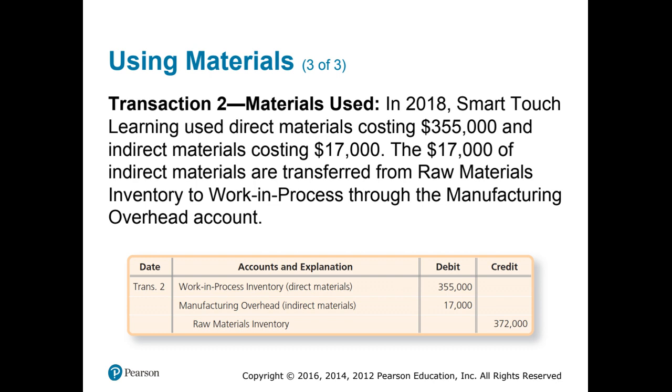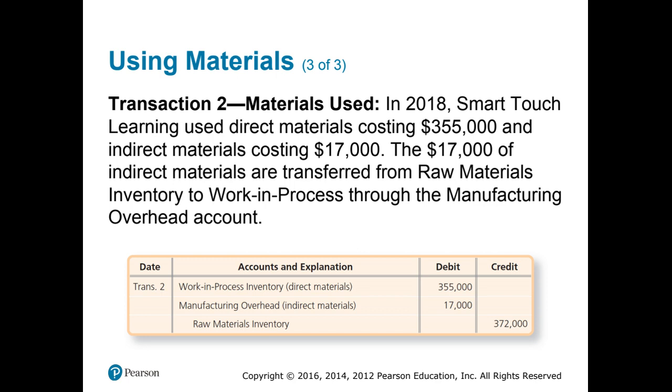The individual job cost records would indicate the amount of direct materials cost assigned to each job. By contrast, the company used materials costing $17,000 that are difficult to trace to a specific job. These costs are indirect materials. The cost of indirect materials is transferred out of raw materials inventory and accumulated in the manufacturing overhead account. The following summary journal entry records the issuance of the materials that were used in production during the year.